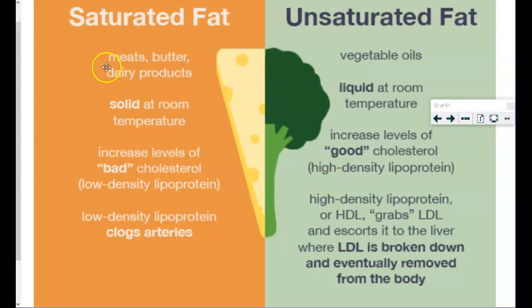So just what we talked about, we have some examples of both. Saturated is solid, they both start with the letter S, so that's easy to remember. Unsaturated are liquids, and these tend to be better for you. They actually increase your good cholesterol, and they grab some of the bad fats and pull it out of your body. Whereas the saturated fats make your bad cholesterol go up, and they clog up your arteries and get stuck.